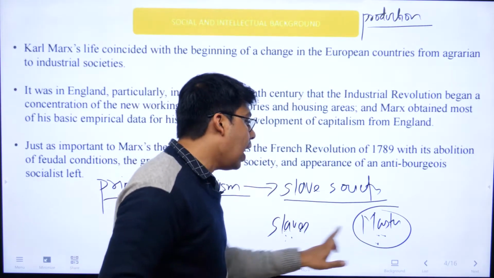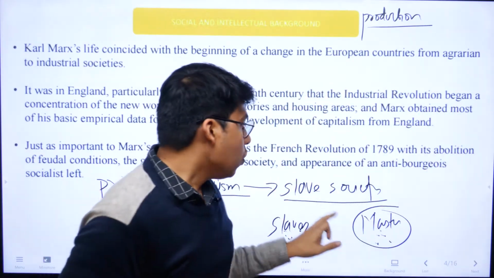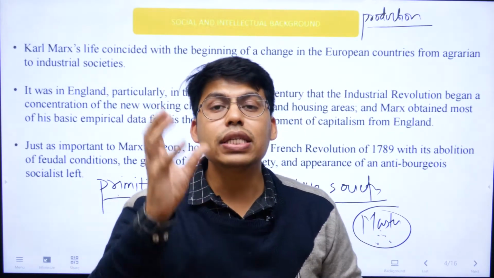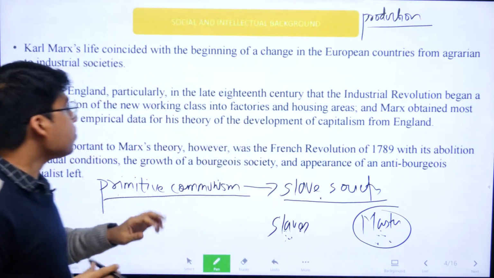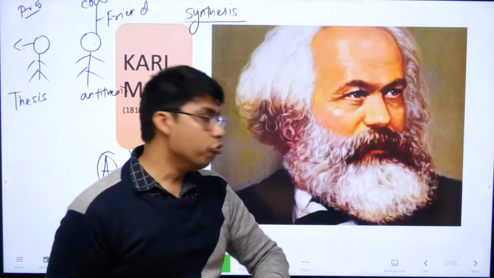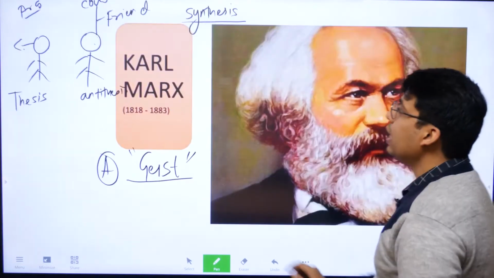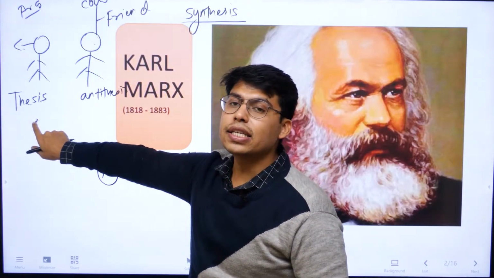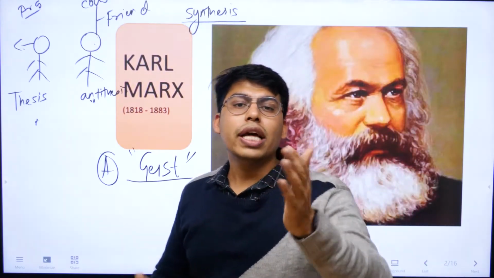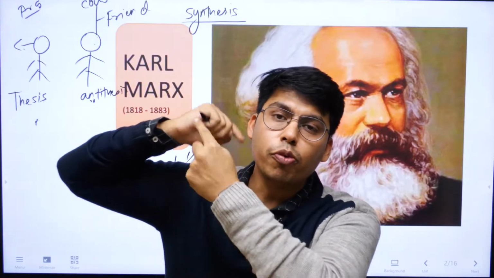So when there is a conflict between the two classes, a new mode of production will emerge. After the slave society comes the feudal society. Why has this come? This is the synthesis part, right? What Hegel has said is that you attain consciousness through the dialectical movement. If you understand that this person is saying thesis, this person is saying antithesis, what do we get? Synthesis. So there is a conflict. Whenever you find conflict between two classes, there is going to be a new mode of production.